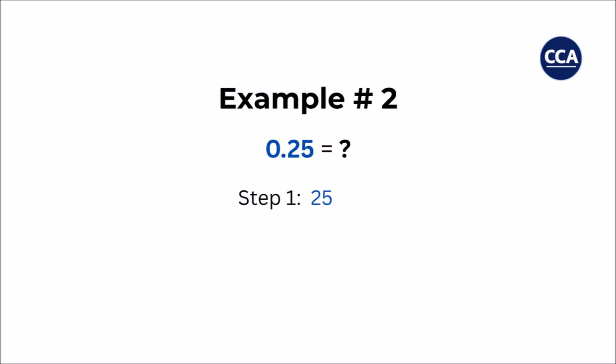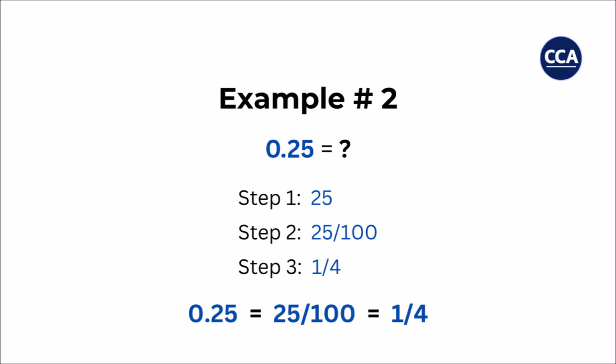Now let's try 0.25. First, remove the decimal point. That gives us 25. Now, look at the decimal places. There are two digits after the decimal point. So, this is in hundredths. That means 25 over 100. Now simplify. Both 25 and 100 can be divided by 25. So, 25 over 100 becomes 1 over 4. And as a result, 0.25 is equal to 25 over 100, and it's also equal to 1 over 4.